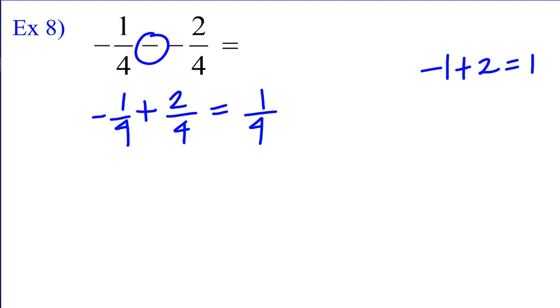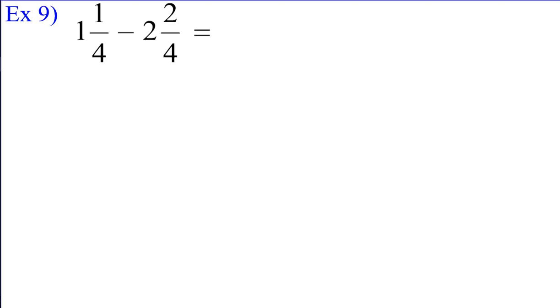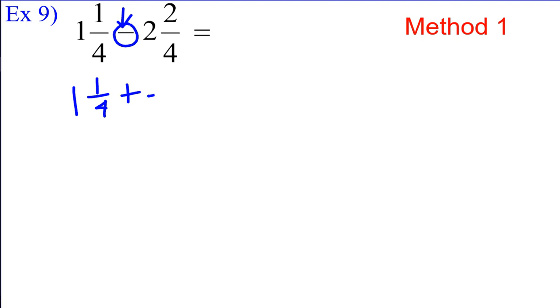What happens though when we get mixed numbers? There are two methods you can look at, and we're going to cover both. So here we have 1 1/4 minus 2 2/4. Starting with method number 1, because it is a subtraction problem, I need to change it to an addition problem. So 1 1/4 plus, because the subtraction turns to addition, and this positive 2 2/4 becomes a negative 2 2/4.